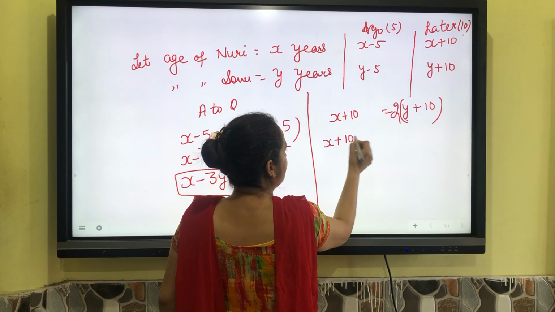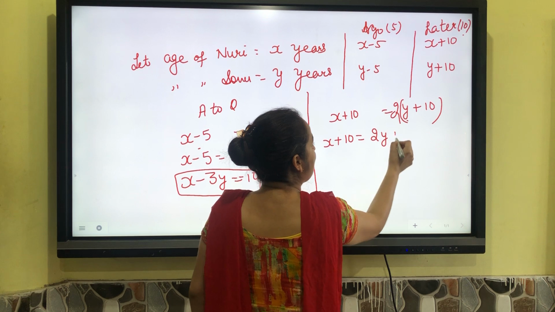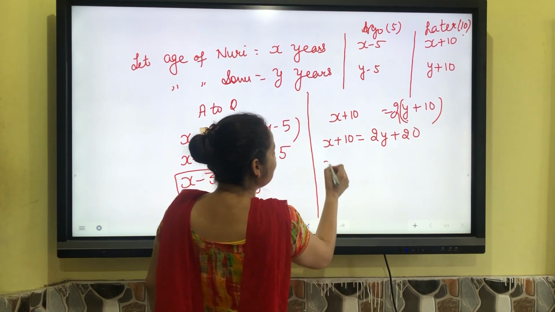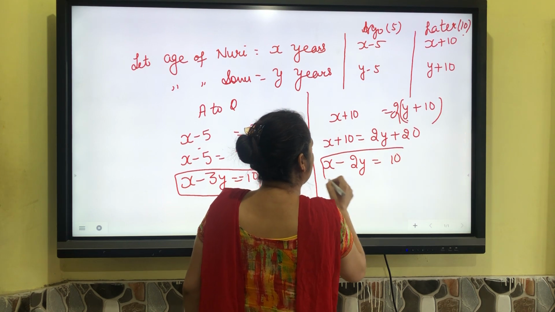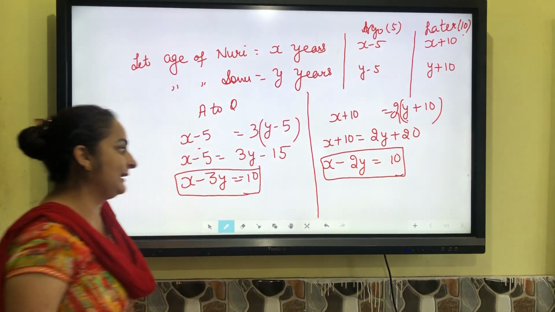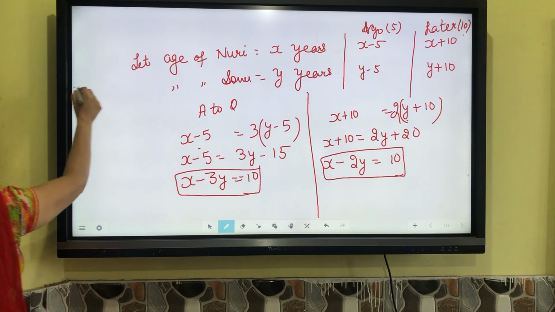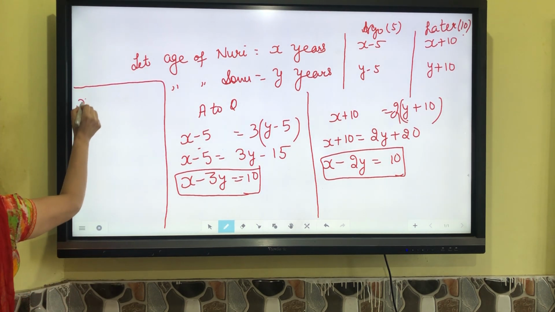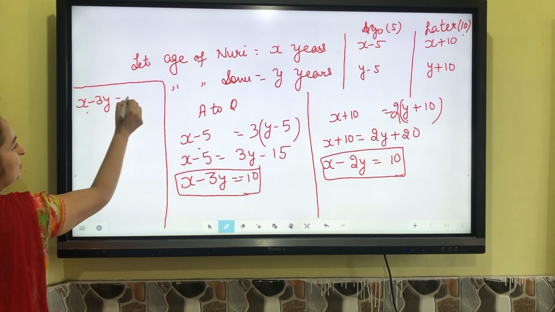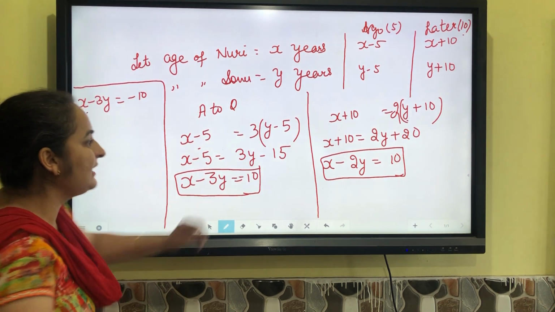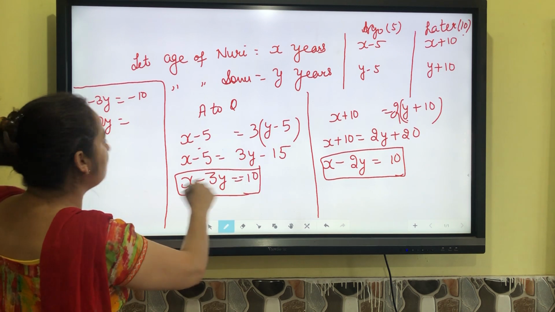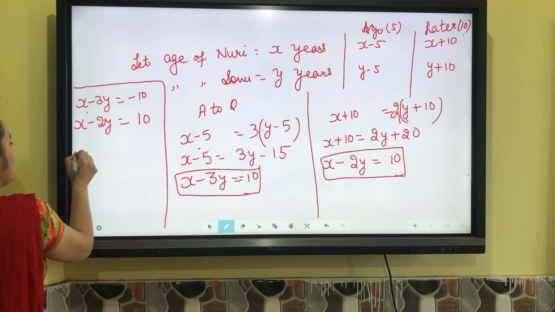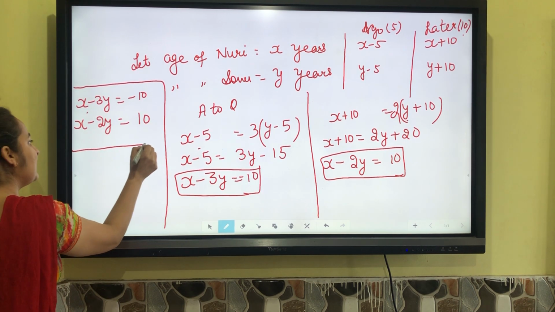X plus 10 is equal to 2y plus 20. That is x minus 2y is equal to only 10. Now I am again making here 2 equations. One equation is x minus 3y equal to minus 10, and second equation is x minus 2y is equal to only 10. Now again I am applying here the elimination method.